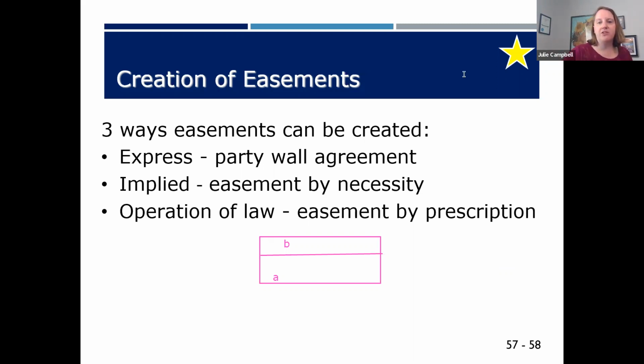Operationally, with an easement by prescription, the judge gives you permission to be there. You've been doing it long enough anyway. Might as well continue. Let's see, I have a question. Apologize, I'm just now seeing it.